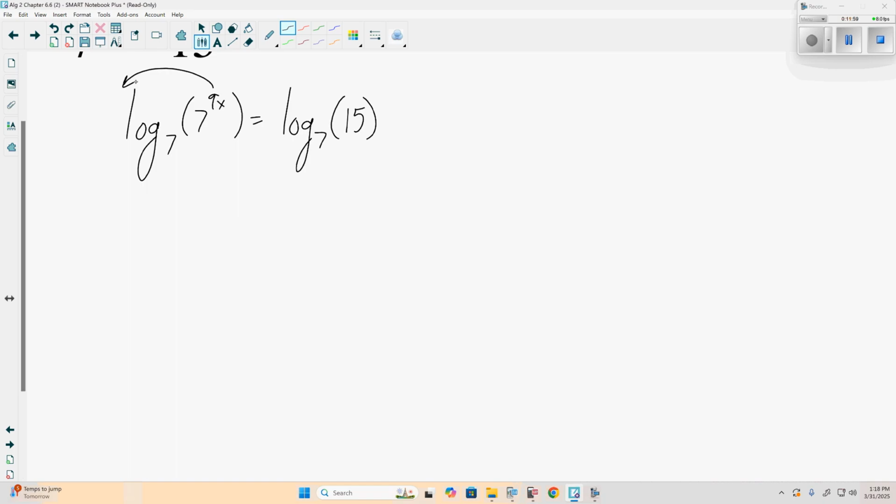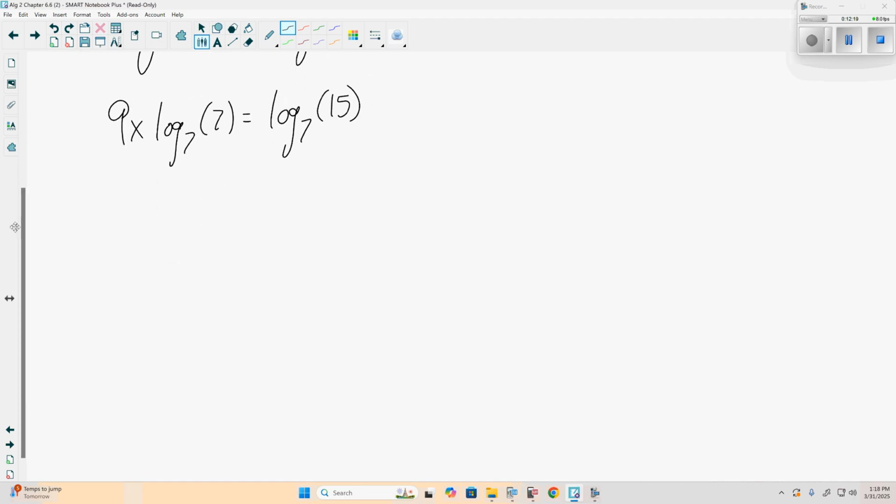Now we can move the 9x to the front, telling us that we have 9x times log base 7 of 7 equals log base 7 of 15. Now our log base 7 of 7 is going to reduce to 1, leaving us with just 9x.